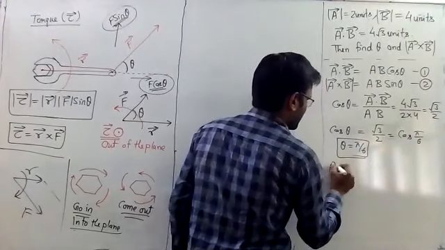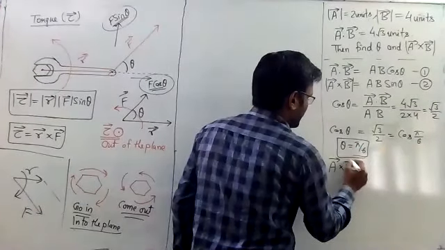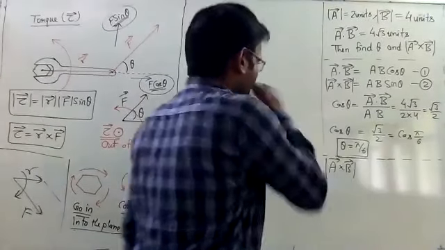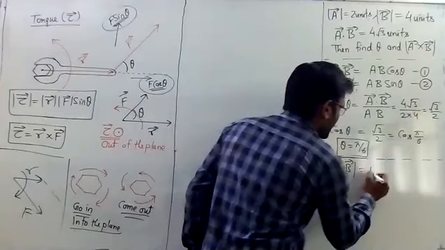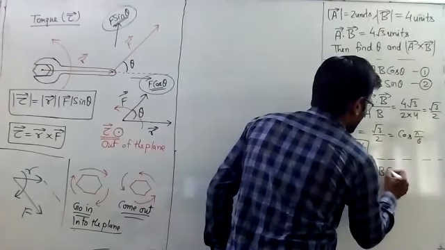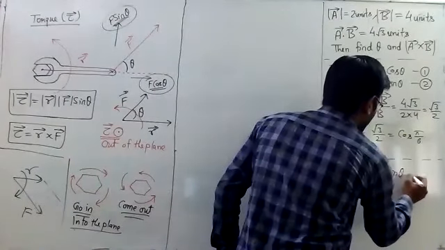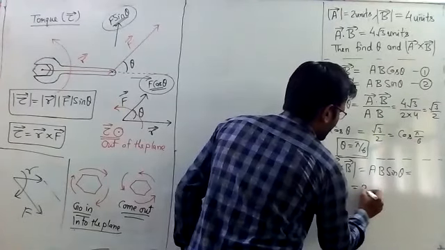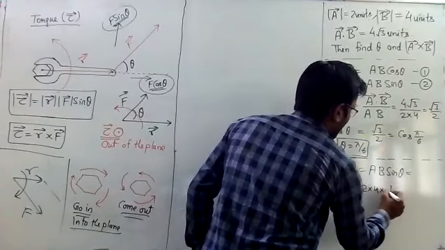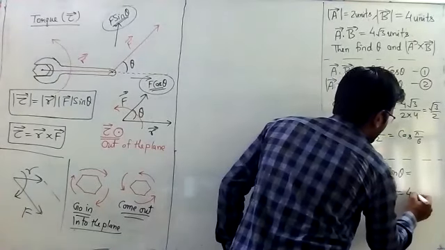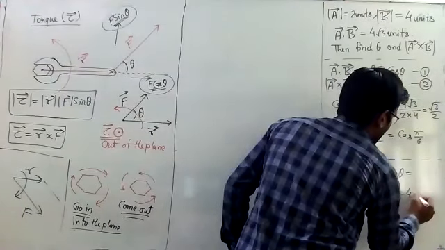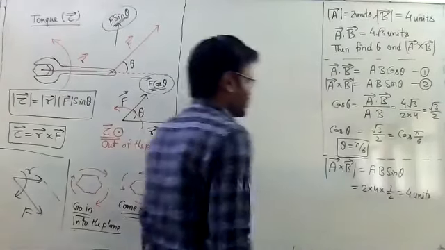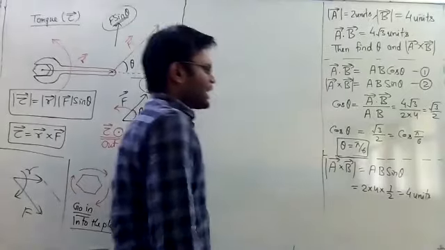Next, the magnitude of A cross B. What is the magnitude of A cross B? It is AB sine theta. What is sine theta? Sine pi by 6. So I am putting the value directly: 2 into 4 into half is equal to 4 units. So its value is 4 units.